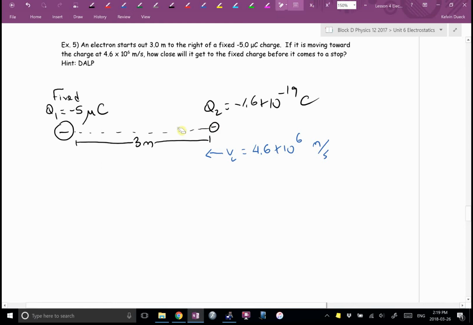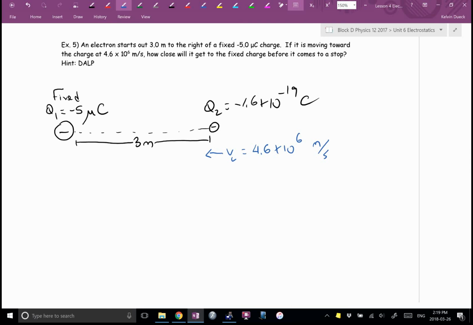Now, as it gets closer and closer to this fixed charge, what does the electron experience? Attracting or repelling? Which means what's going to happen to its speed? In fact, I'm going to suggest there's a certain spot, slowing down, where it stops and reverses and heads back out. Where is the spot where it stops? That's what this question is asking us to find. Is that okay?